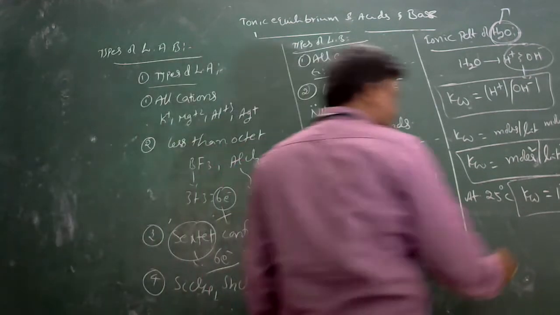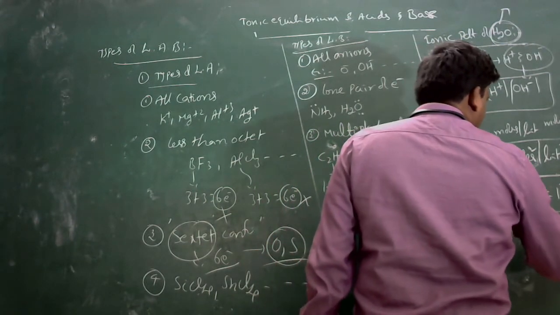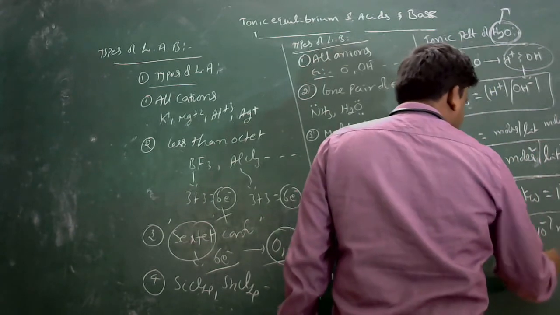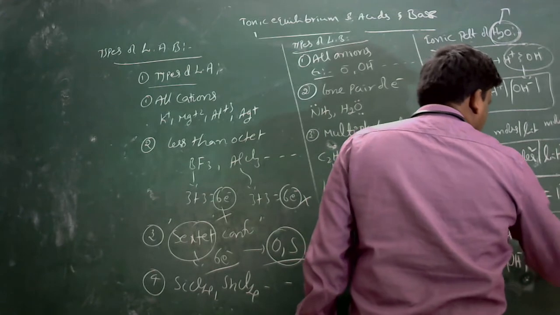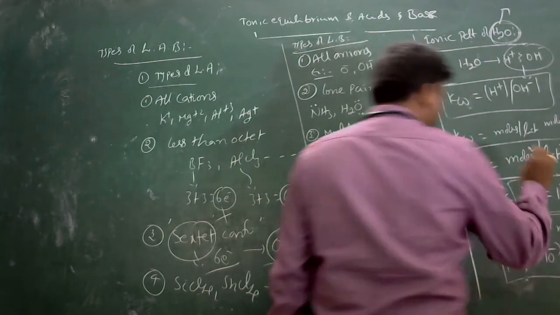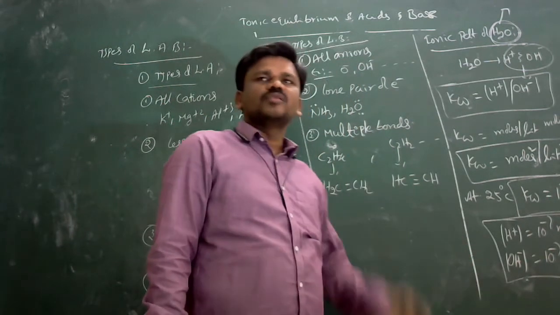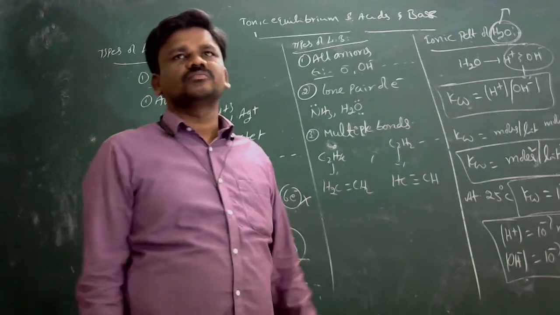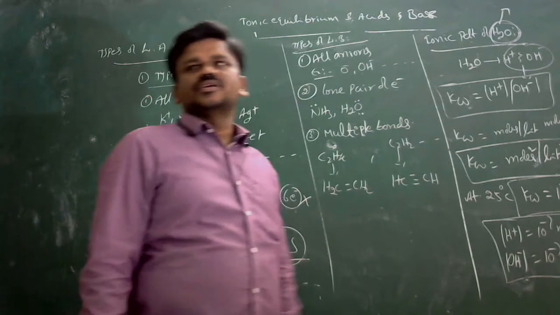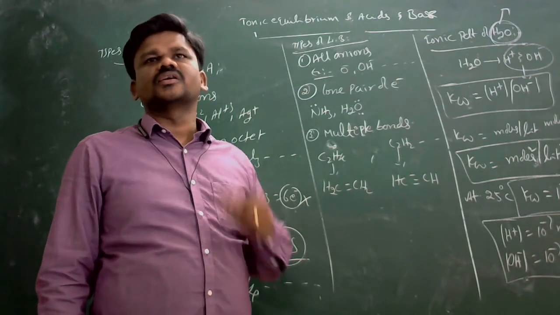Here the H plus ion concentration is equal to 10 power minus 7 moles per liter. And similarly the OH minus ion concentration is equal to 10 power minus 7 moles per liter. Both are 10 power minus 7 moles per liter. The Kw value increases with increase in temperature.